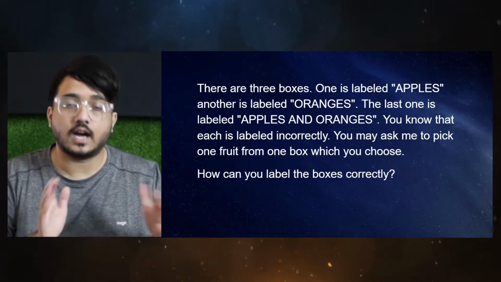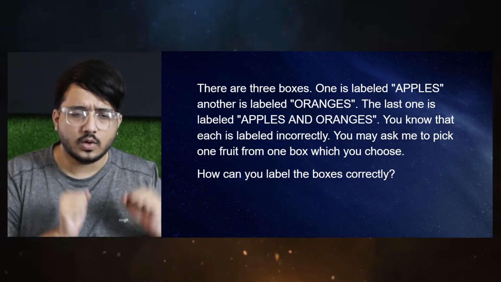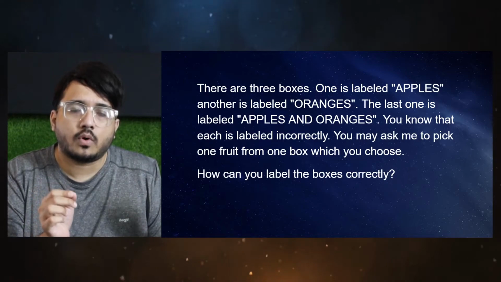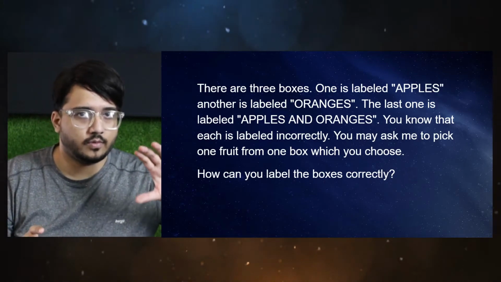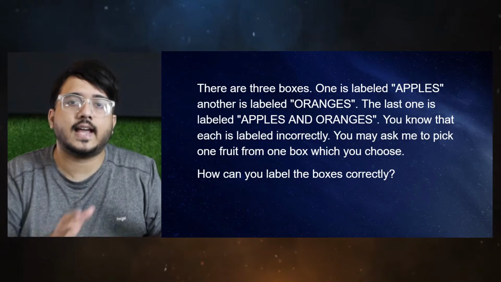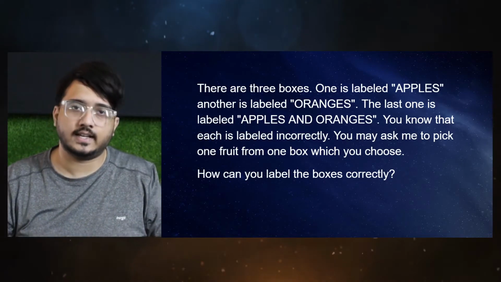Now let us analyze the other two boxes. Now let us focus on the box labeled apples. Originally the problem has told us that this label happens to be incorrect. Meaning the box labeled as apples definitely does not contain only apples. Definitely that is not the case. So there are two other options. This box should be correctly labeled as oranges or this box should be correctly labeled as apples and oranges.